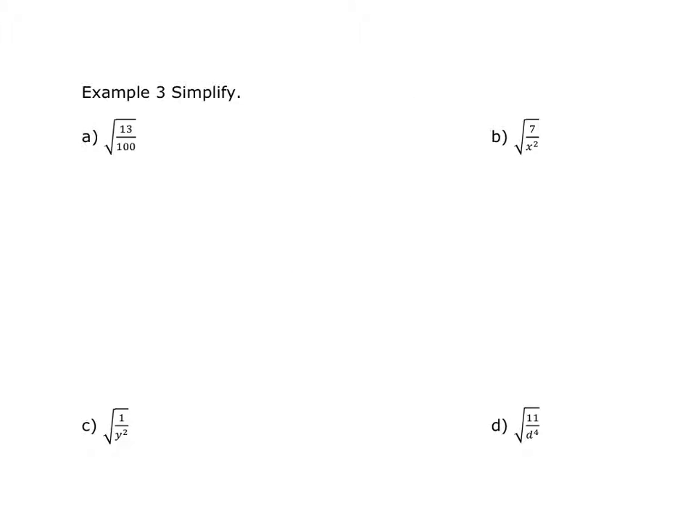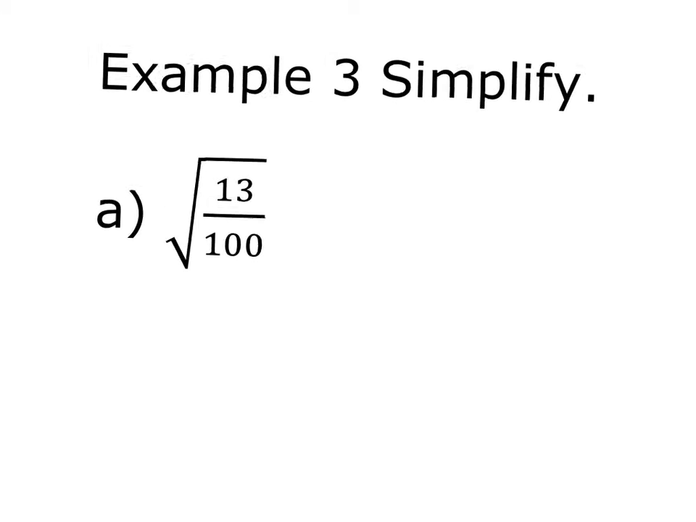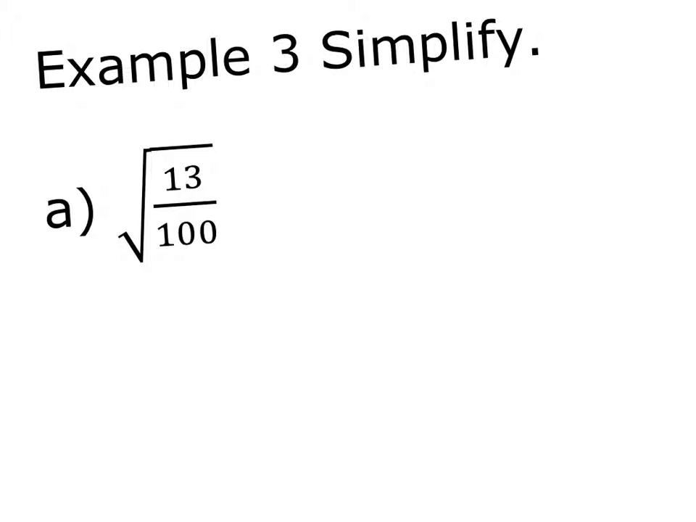What's different about today is we will not have to rationalize our denominator because our denominator will already be a perfect square. If we look at all of these here, what we do is we take our original term and we split it into two different terms. This is going to be the square root of 13 over the square root of 100. Now, can I break down the square root of 13? No, it's already a prime number.